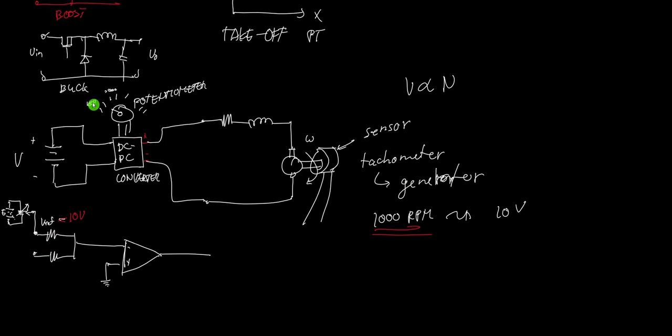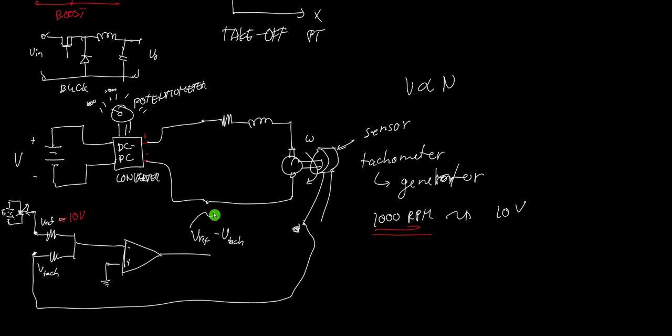Okay? So this is the positive here. I will connect this point here to this point. Then the input here will be the voltage from the tachometer, and it will compare the voltage reference and the voltage coming from the tachometer. This is the minus, so it will subtract the two. Then the output here will be V ref minus V tac.